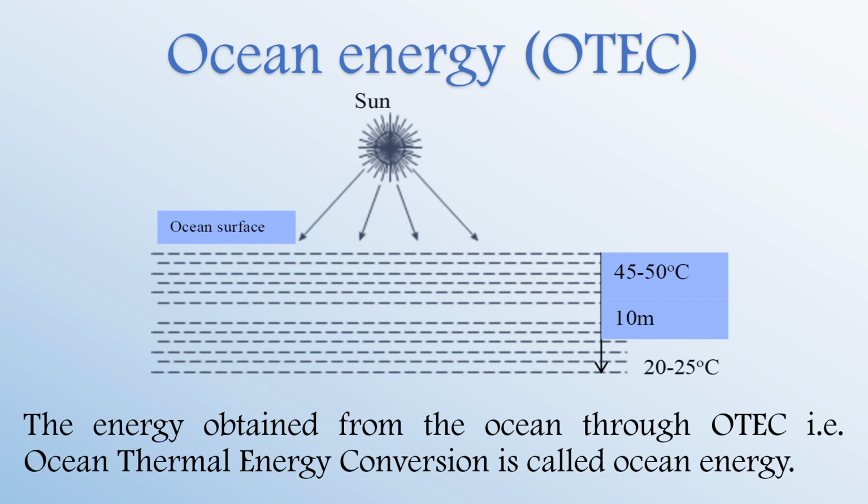Next is ocean energy, or OTEC. Energy obtained from the ocean through OTEC, that is ocean thermal energy conversion, is called ocean energy. As you can see in the diagram, the upper surface of the ocean, which is getting solar radiation, can achieve a temperature range of 45 to 50 degrees Celsius during summer, but up to a depth of 10 meters the temperature of the ocean water is in the range of 20 to 25 degrees Celsius.